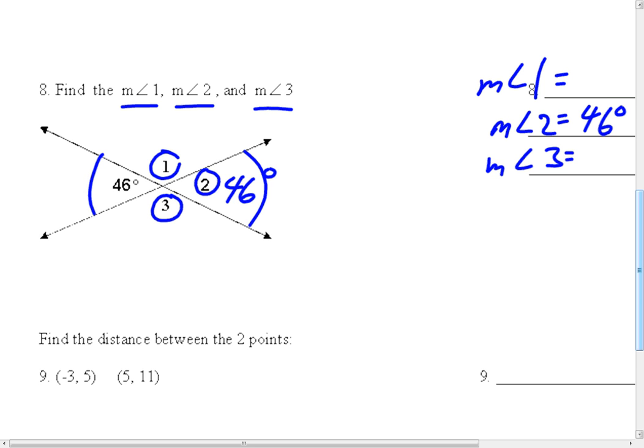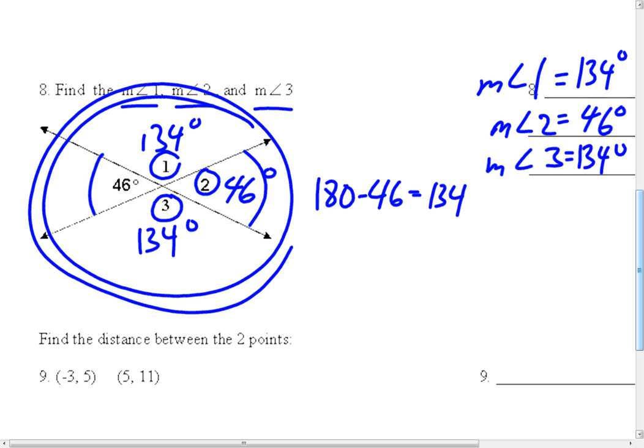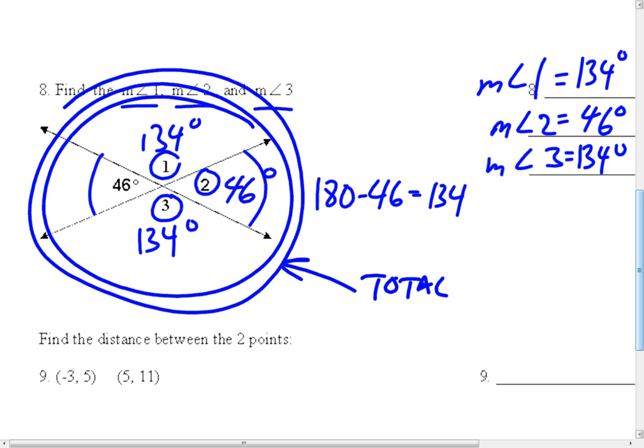Why don't you finish this up, Peyton? How would you find angle 1? That would be the linear pair. I do a little subtraction. 180 minus 46 is 134. And angle 3 is another vertical pair, 134, 134. When you are done, what should all of these angles together add up to? 360. You're not seeing a circle in the original diagram, but you're looking at 360 degrees of rotation.